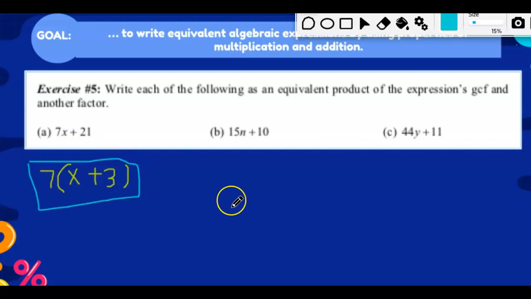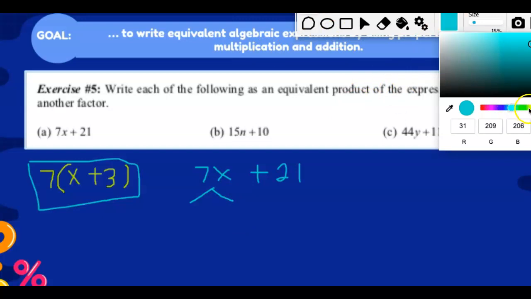For the second one. I don't get how we get the answer for A. Where's letter A? You don't get how we get them? Okay. So let's drill it a little bit. Give me the factors of 7x. What are the factors of 7x?